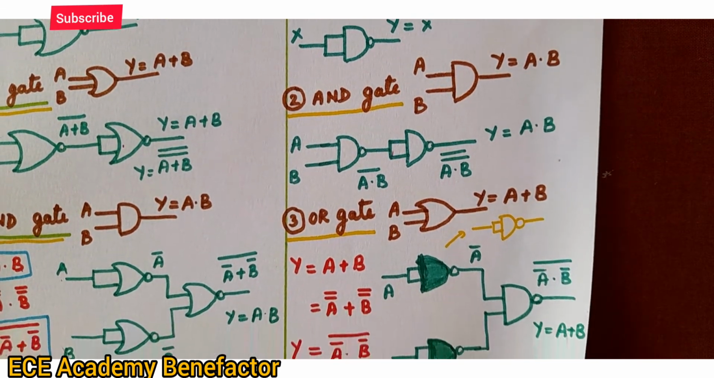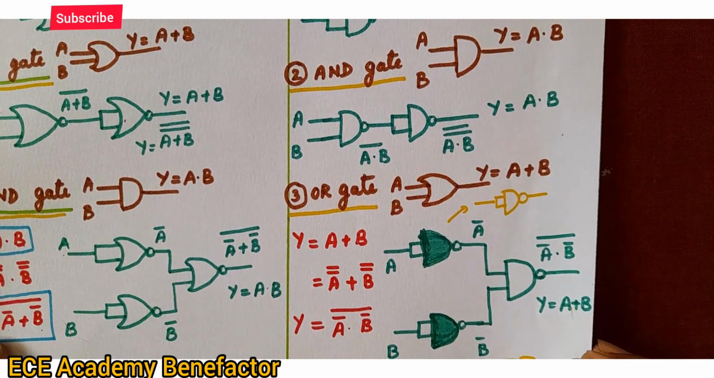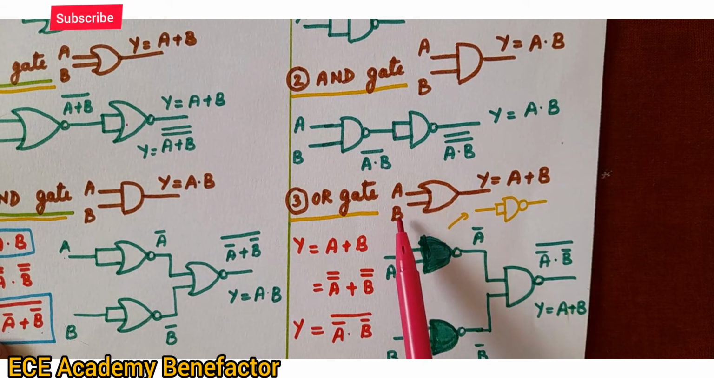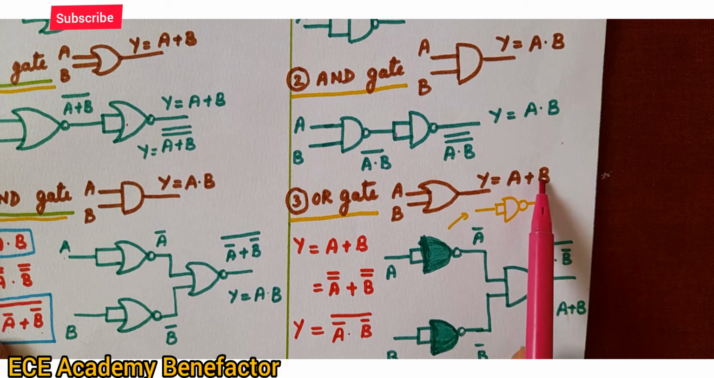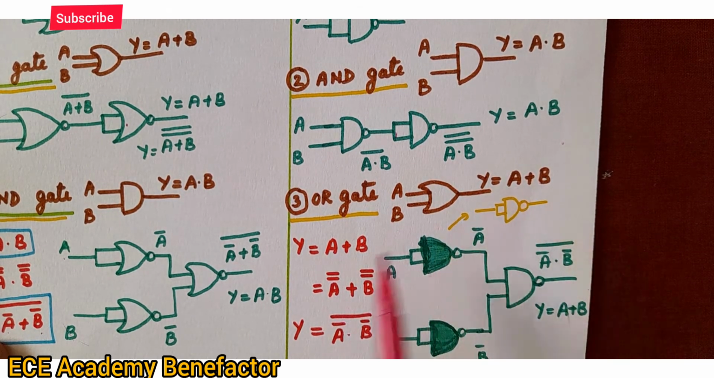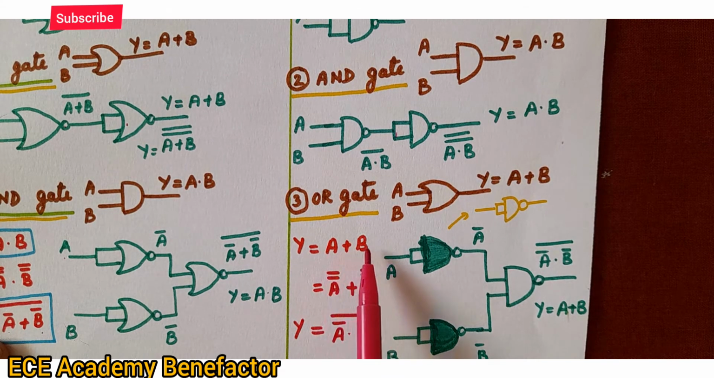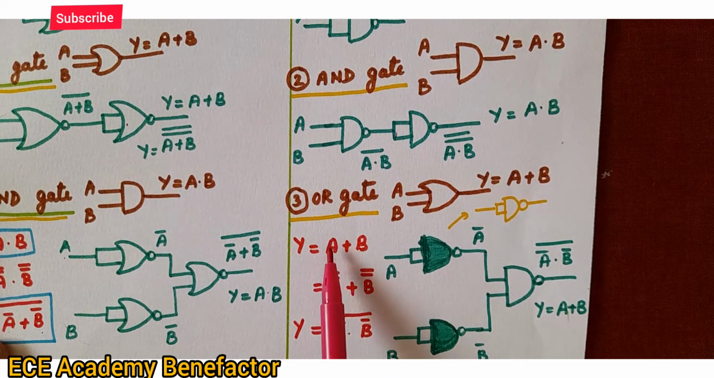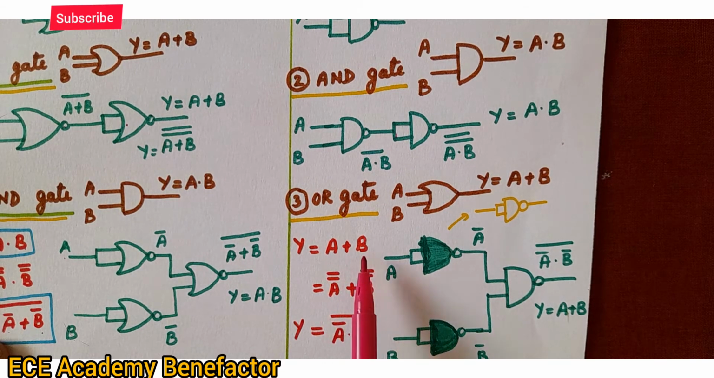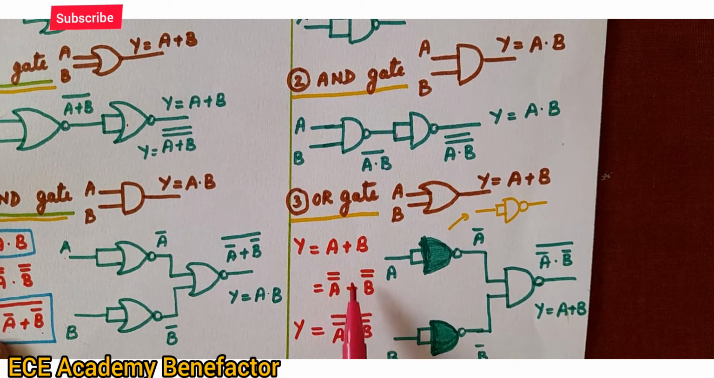Now let us see how the NAND gate can be used as an OR gate. The OR gate symbol is this one. A, B, output is Y is equal to A plus B. We need to get the expression A plus B using a NAND gate. So let us write this expression here, Y is equal to A plus B. To get A, we can double complement: A double complement plus B double complement. So A double complement is A, B double complement is B, and then apply De Morgan's theorem to it. It becomes A bar dot B bar the whole bar.